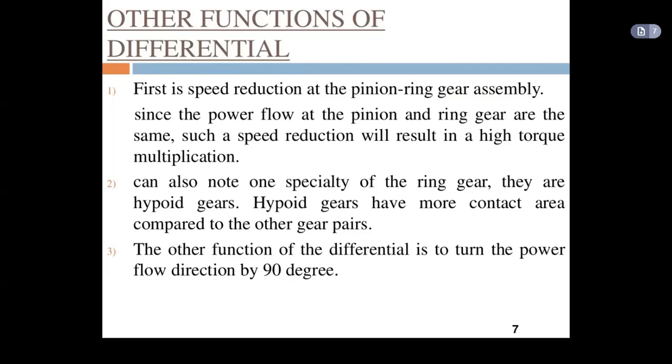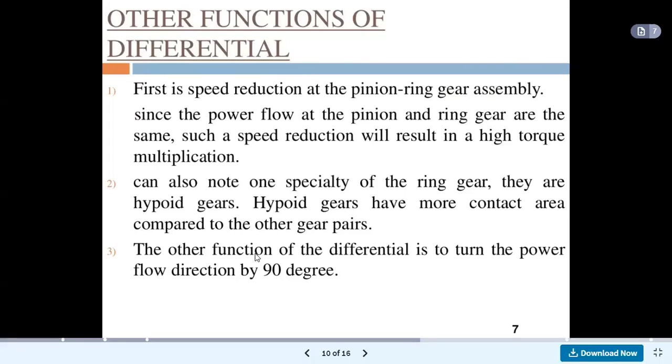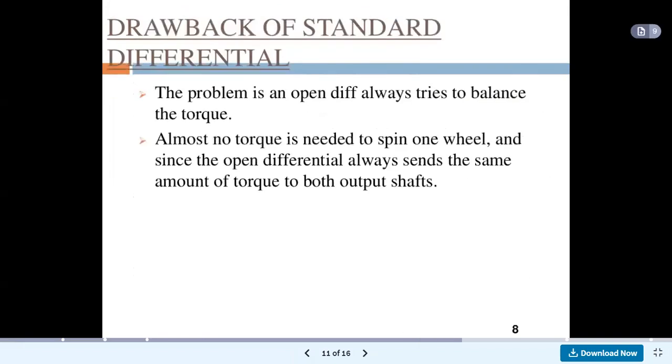Another speciality of the ring gear is that they are hypoid gears, and hypoid gears have more contact area compared to other gear pairs. As the shape of the hypoid gear is such that more area contact takes place, in this way more power is transmitted. The other function of the differential is to turn the power flow direction by 90 degrees. As bevel gears are used, it turns the power at 90 degrees. So this is the main feature again.